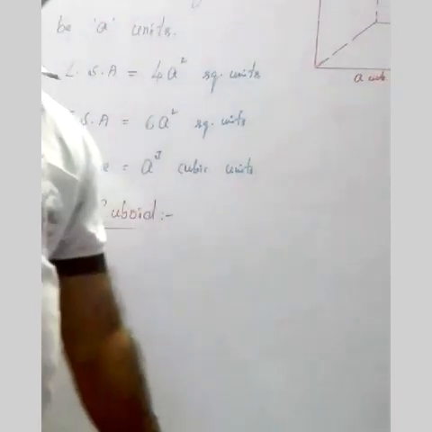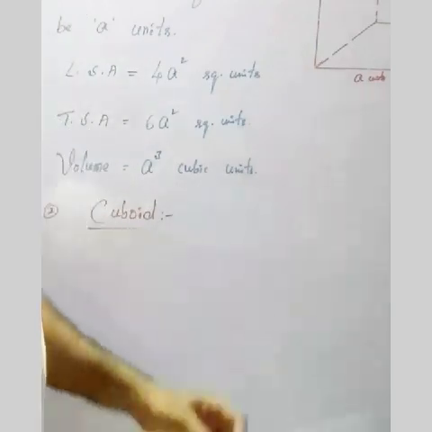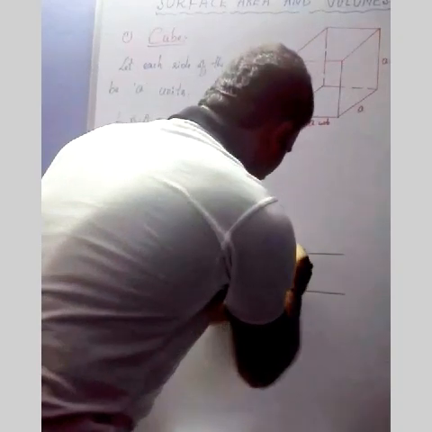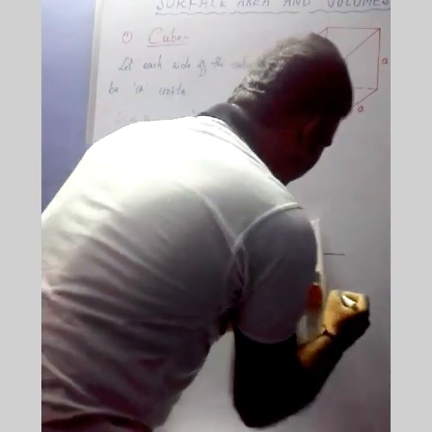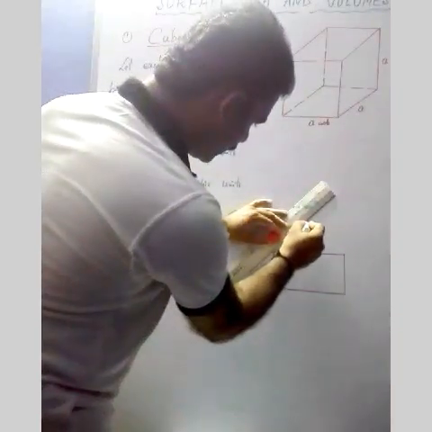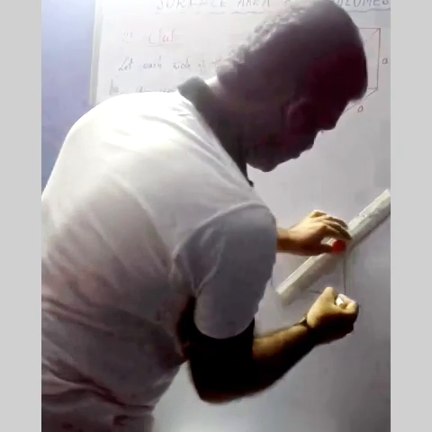Now let us start the second figure, cuboid. The cuboid is rectangular in shape. So first draw a rectangle. We know that opposite sides of the rectangle are equal. Now draw the same height.